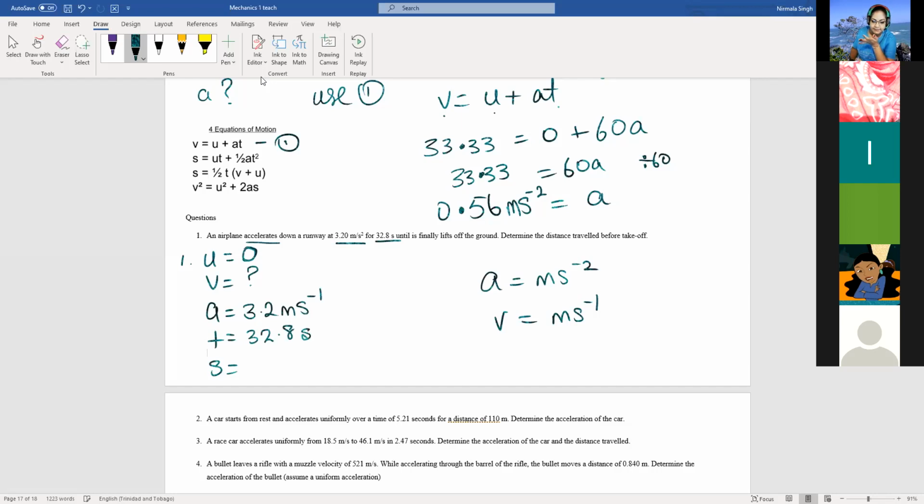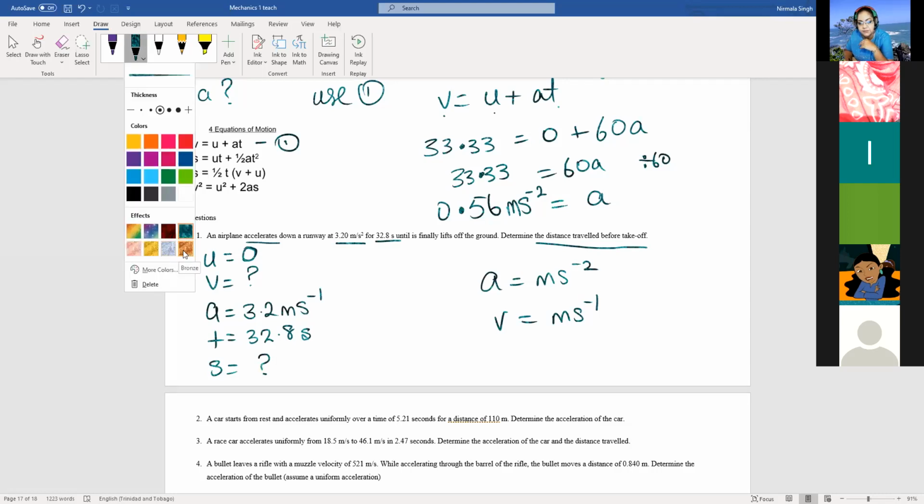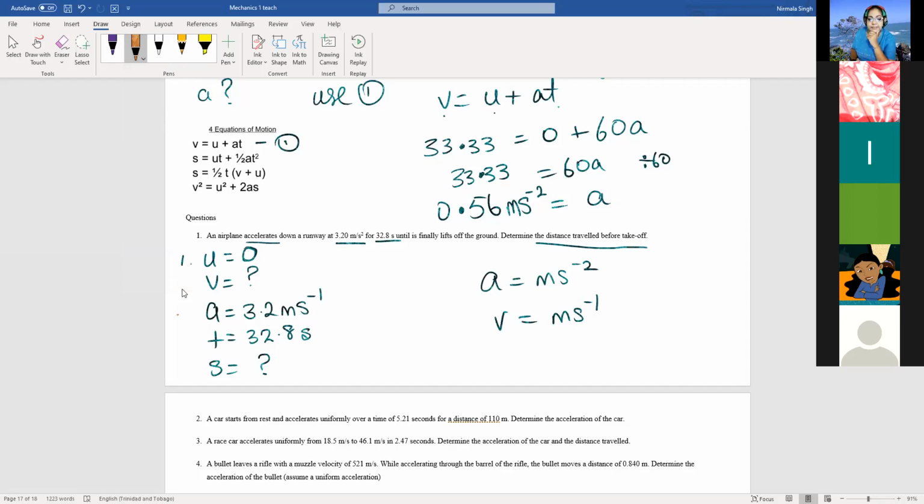32.8 seconds. And they have asked us to determine the distance traveled before takeoff. So they want to know what is S. To make life easy, as I always tell all my students, all you do is block off what you're not using. We know what U is, we know what A is, we know what T is, and we've been asked to find S. So that means they don't want anything to do with V. All you do is block off the V. Don't erase it, just block it off.